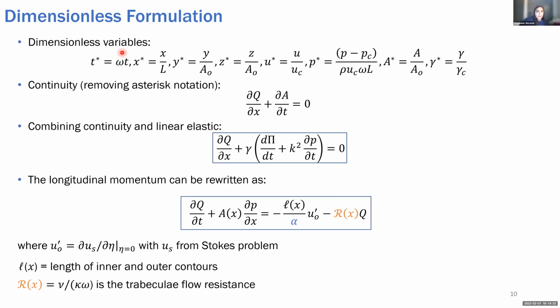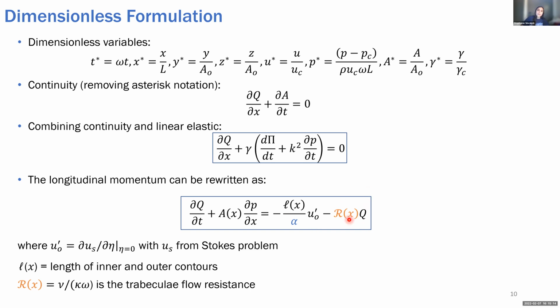So now we'll go completely dimensionless, right? So I have here a list of all of our variables and corresponding scaling factors to make them dimensionless. And then for sanity's sake, I'm just going to remove the asterisk notation. So from now on, it's dimensionless. Anyways, the math is not so important, it's more so that you see that we have, again, our continuity and linear elastic expression, but then the difference comes into our longitudinal momentum equation, where now on the right-hand side, we have the shear viscous stresses and our resistance induced by the trabeculae.